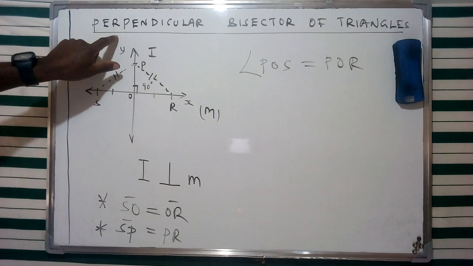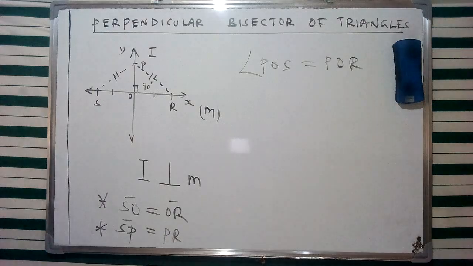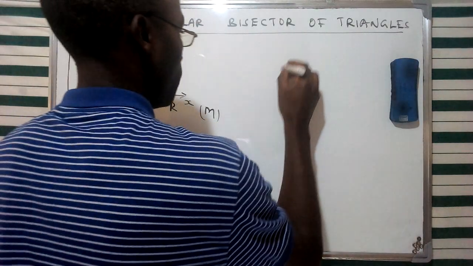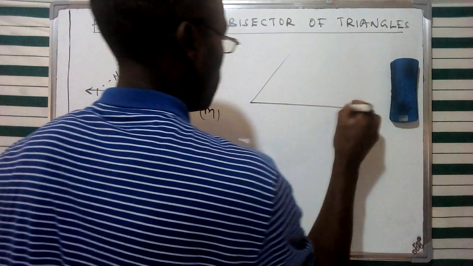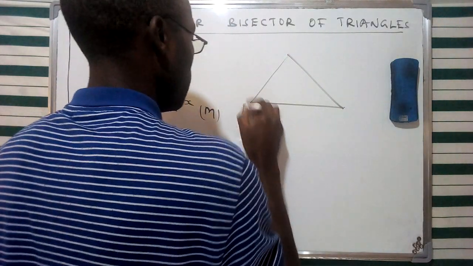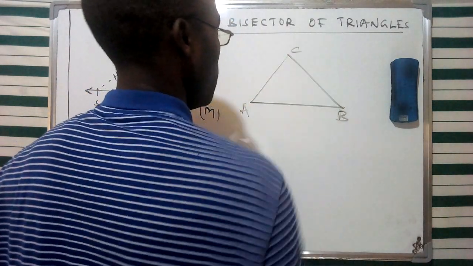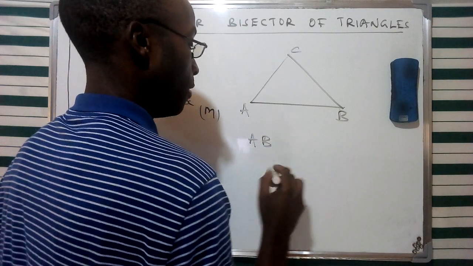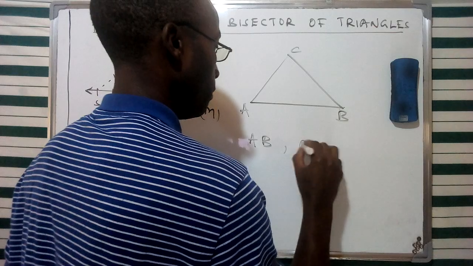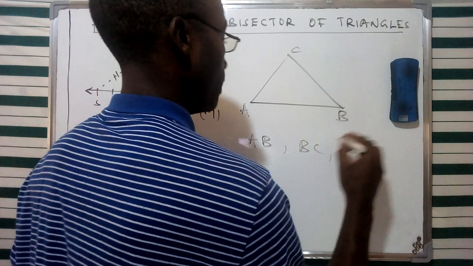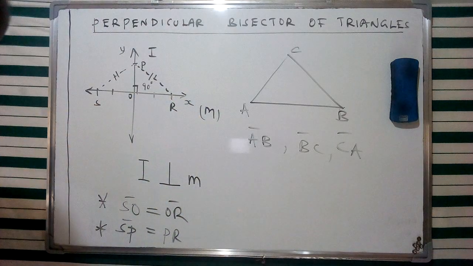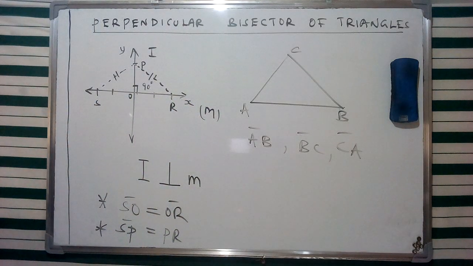Now in this particular case, we're going to look at perpendicular bisectors of triangles. We say that a triangle is a three-sided figure which is going to have these segments, let's say A, B, C. So this is going to constitute a segment AB, a segment BC, and a segment CA, given as such. So these are going to be the three segments of a triangle.